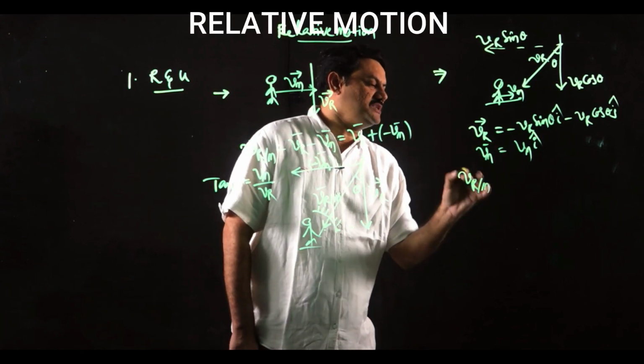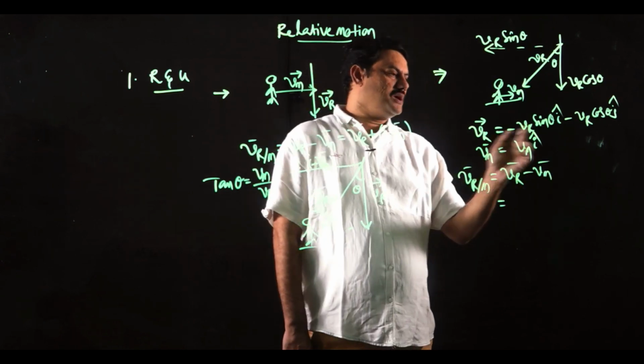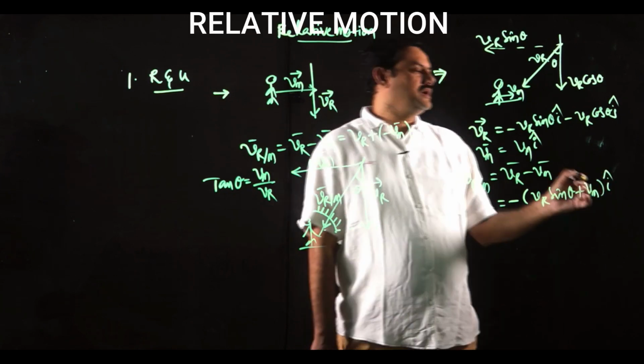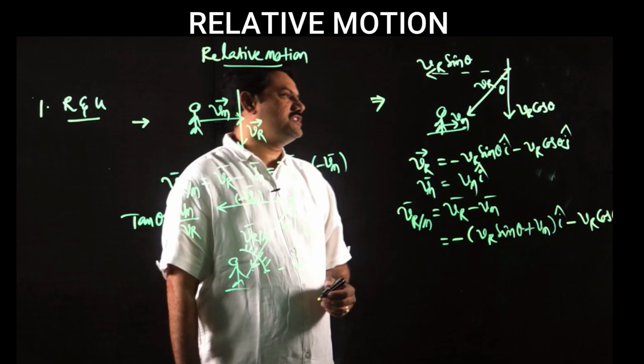So Vrm is equal to Vr bar minus Vm bar. So that is equal to Vr bar minus of Vr sin theta plus Vm into i cap, next minus Vr cos theta j cap.